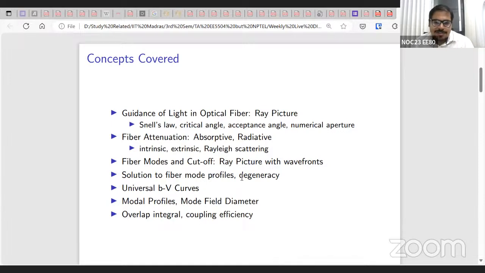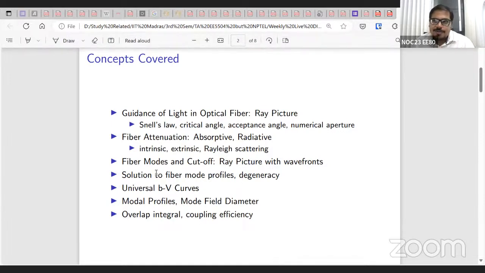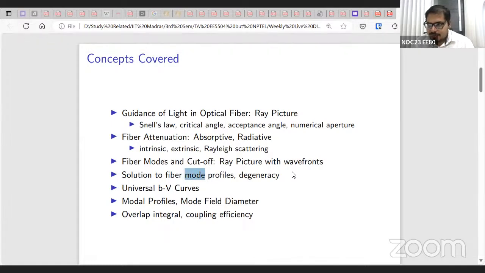main portion of this week's discussion, which was about finding out these fiber mode profiles, how the electric field distribution looks, which is not a plane wave because we are talking about a dielectric structure. And we also discussed what assumptions we are making.